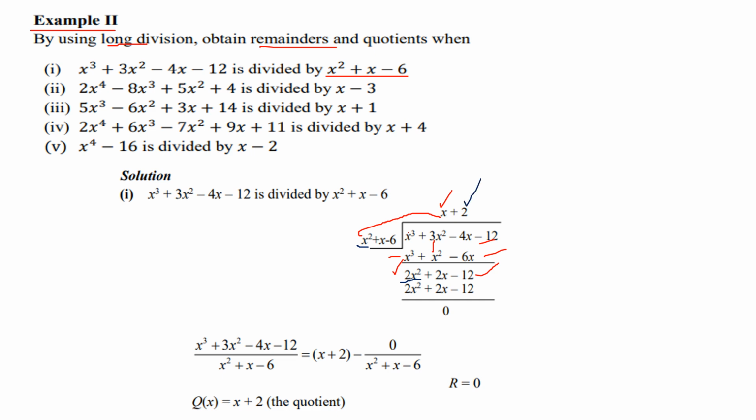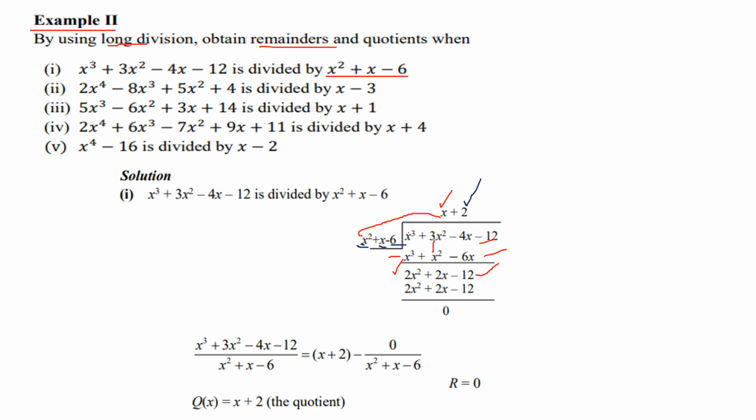And then the value you get, you multiply it again by the divisor. So 2 multiplied by x squared on the divisor, you get 2x squared. And then 2 multiplied by x on the divisor, you get 2x. And then positive 2 multiplied by the negative 6 on the divisor, you get negative 12. After getting that, you subtract, because we aim at eliminating the highest powers of x. Now in subtraction, you get 0. Everything is going to narrow down to 0.